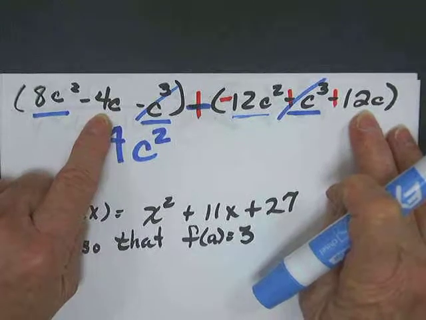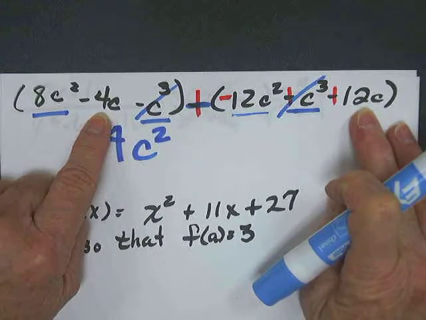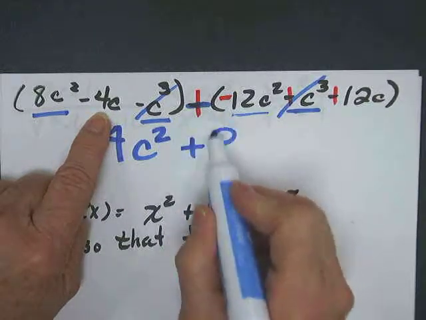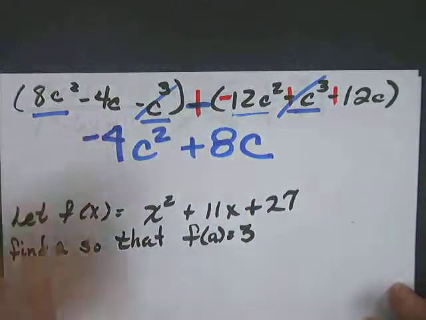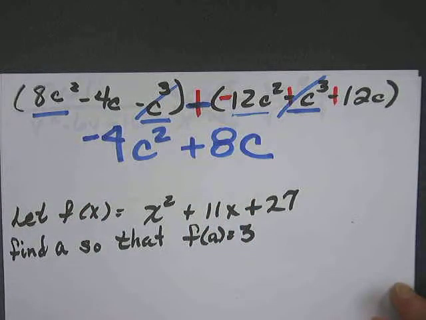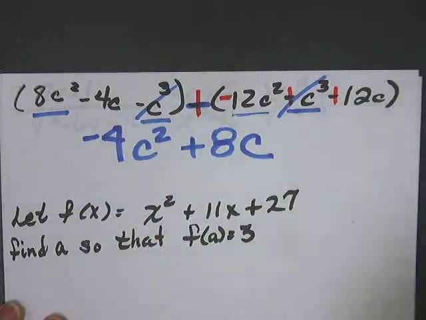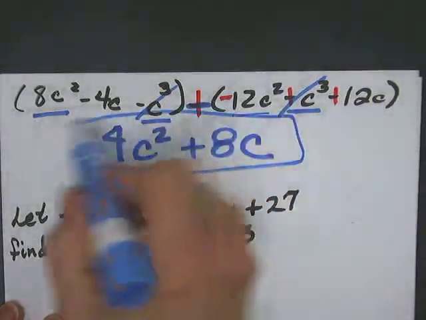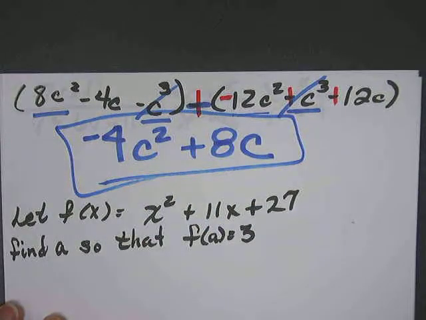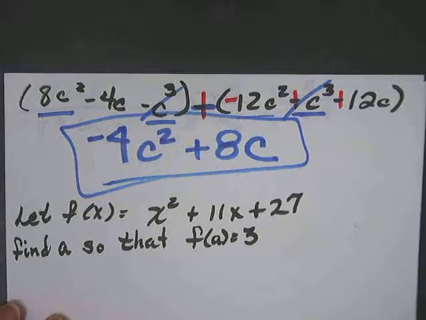So we have, let's start with the C cubed. So that one cancels. Oh, cool. Positive, negative 1 goes away. C squared, 8 and negative 12, negative 4c squared. And how about the c's? We have a positive 12 and a negative 4. Plus 8.